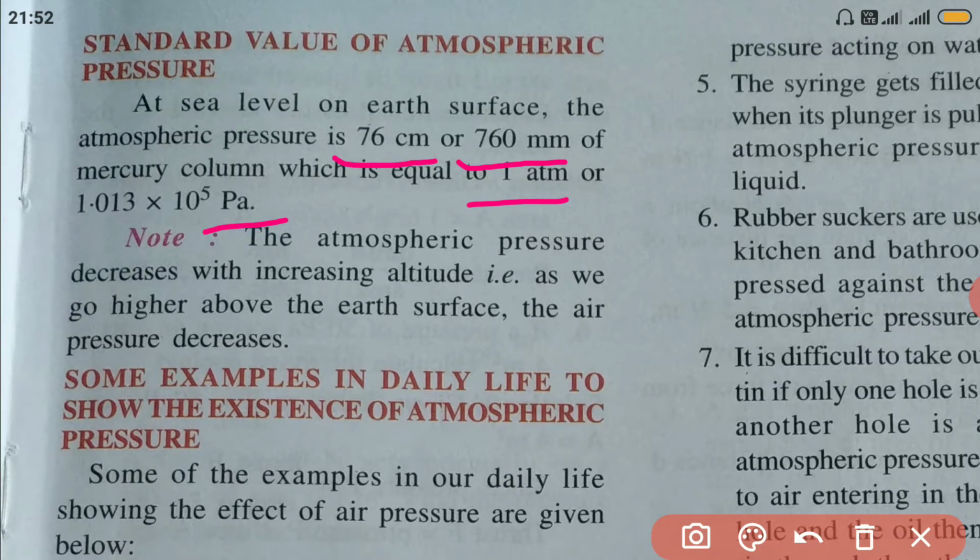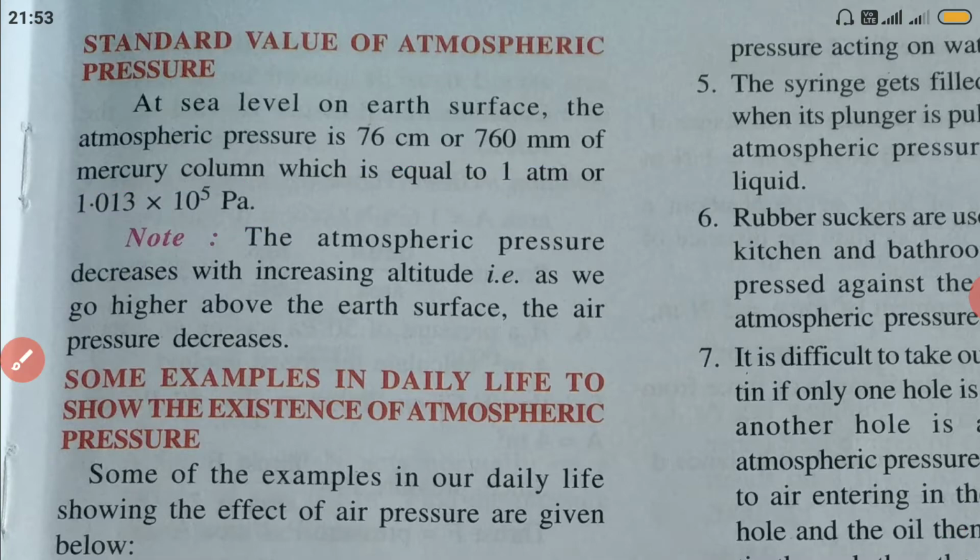So they are talking about mercury column because mercury is used in a barometer, right? And the height of the mercury in that barometer, because of atmospheric pressure at the surface of the earth, shows around 76 centimeter or 760 millimeter, which we will study more about in class 9. So the other unit is ATM, atmosphere, and the other unit which you all know is the SI unit, Pascal, whose values are given. So 76 centimeter of mercury or 760 millimeter of mercury or 1 atmosphere or 1.013 into 10 to the power 5 pascals, they are all the same.